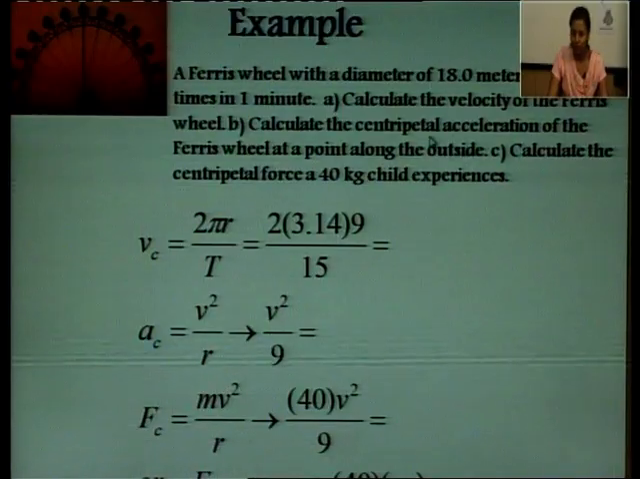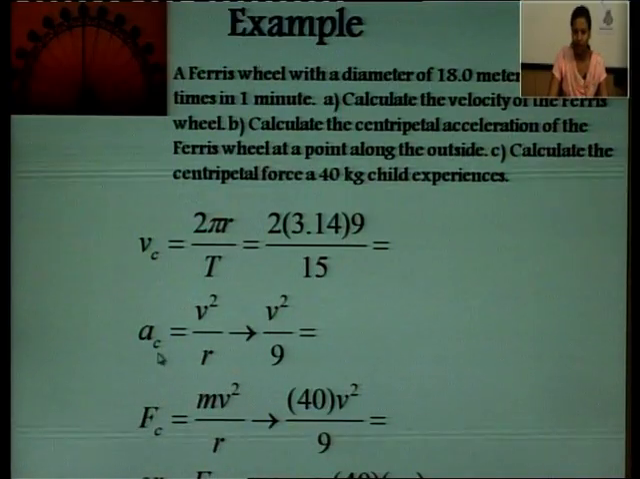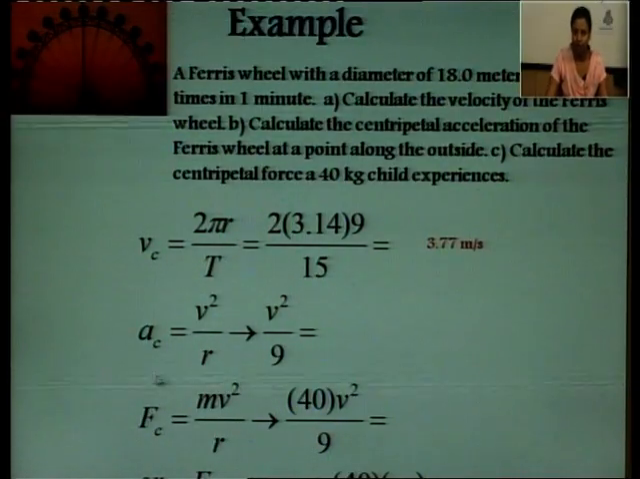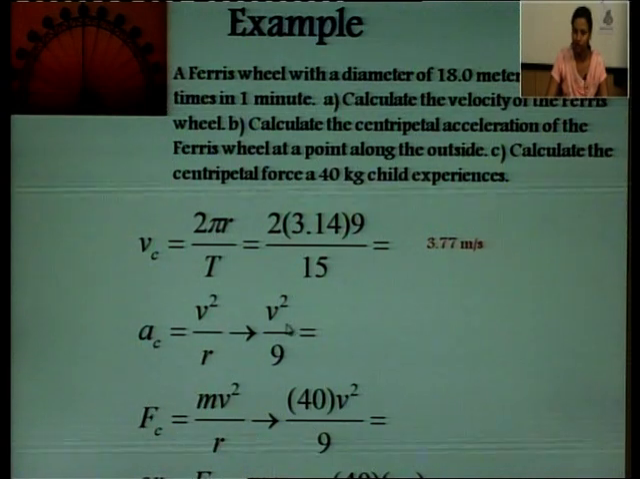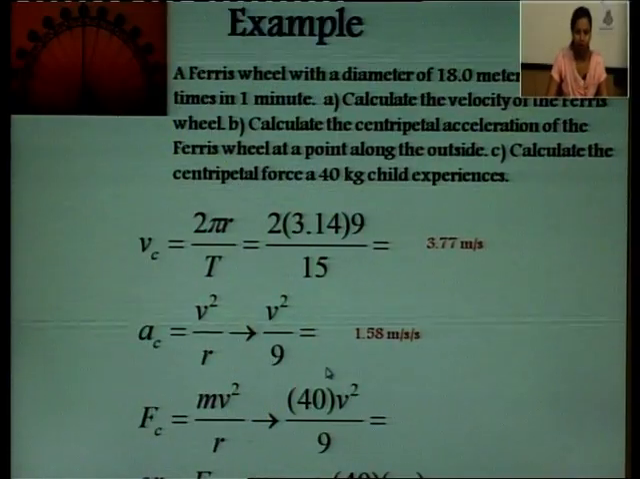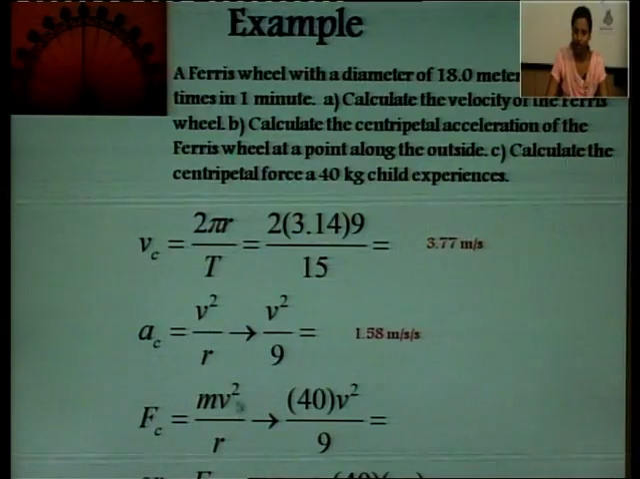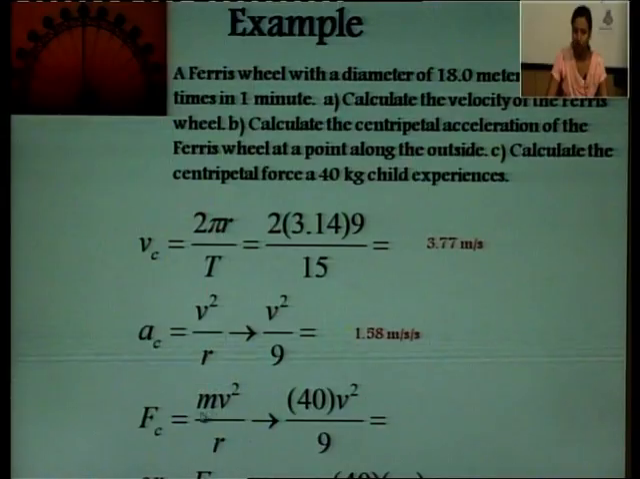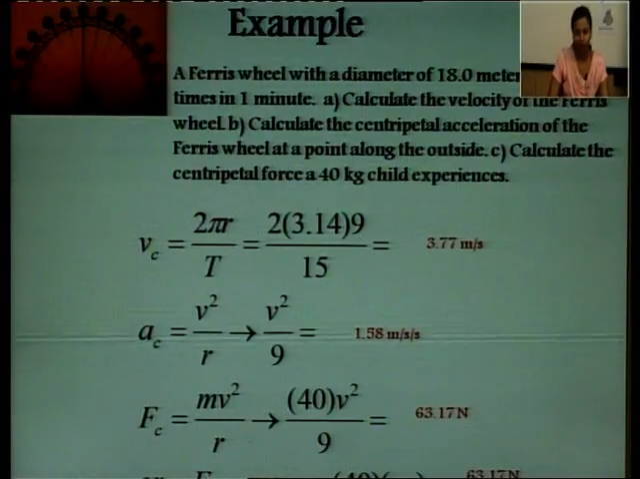While the second thing is centripetal acceleration. Centripetal acceleration is v square upon r. V we already calculated, 3.77. So acceleration is 3.77 square upon 9. So it becomes 1.58. Third term is Fc, centripetal force. It is mv square upon r. V square upon r is acceleration. So m is mass, 40 into 1.58. It becomes 63.17 Newton.